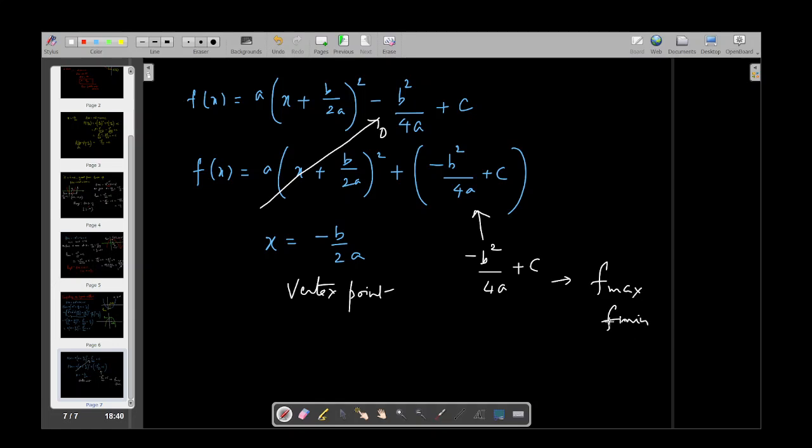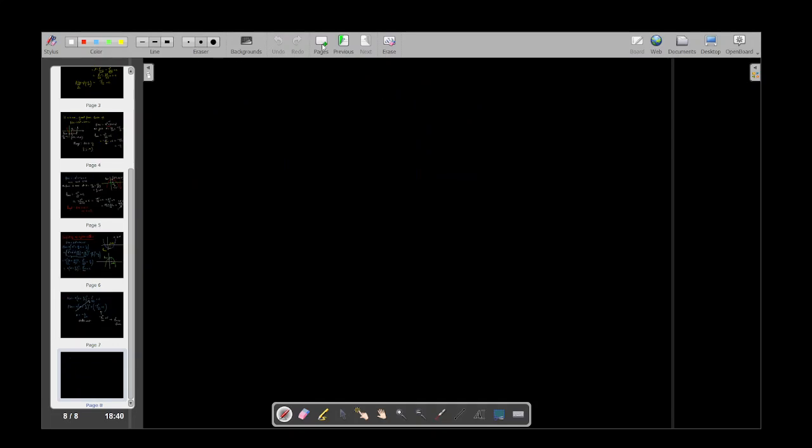This is the same thing we got in the slope method also. Now let us solve a problem to understand this better using the completing square method. So I'll take f of x is equal to the same equation, x square plus 5x plus 6. So this is x square plus 5x plus, so I'll add and subtract 5 by 2 whole square.